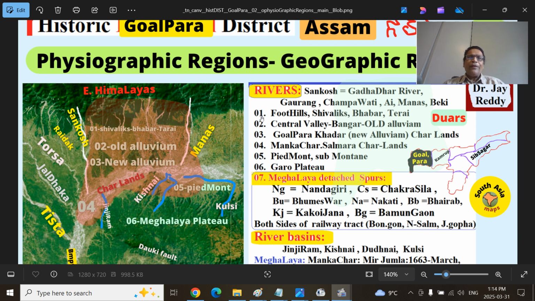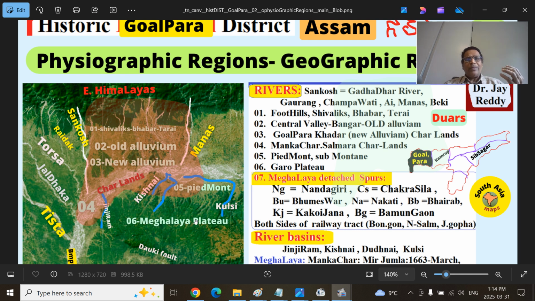The foothills, Shivaliks region, the Bhabar region, Terai region. The 2 and 3, the central Brahmaputra Valley region, the old alluvium, the Bhangar region. Number 3, the new alluvium, the Khadar region, that also includes the Charlands region, the riverine islands, that is the sandbars and so on. This is the Meghalaya Plateau. On the northern side are the Piedmont region, Sub-montane region of the Meghalaya Plateau.